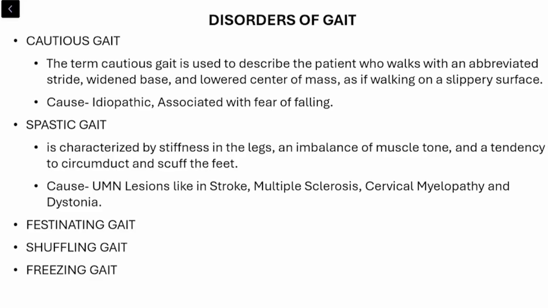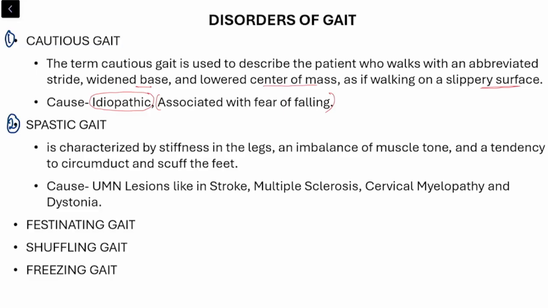The term cautious gait is used to describe the patient who walks with an abbreviated stride, widened base, lowered center of mass, as if walking on a slippery surface. The patient is fearful while walking, right. The cause is idiopathic, and it may also be associated with fear of falling. Either the patient is fearful of falling, or it is idiopathic. Some patients walk like this only, we have no explanation for that. So this is the first gait that we have discussed.